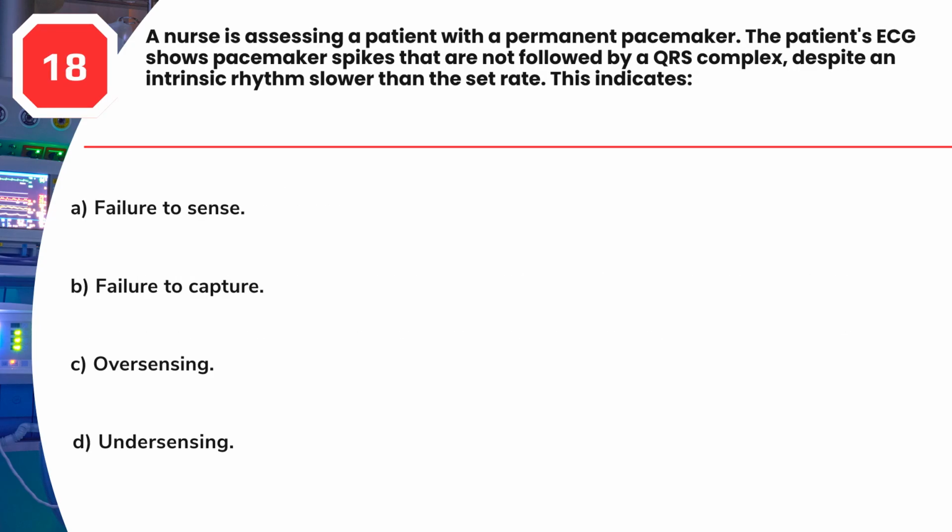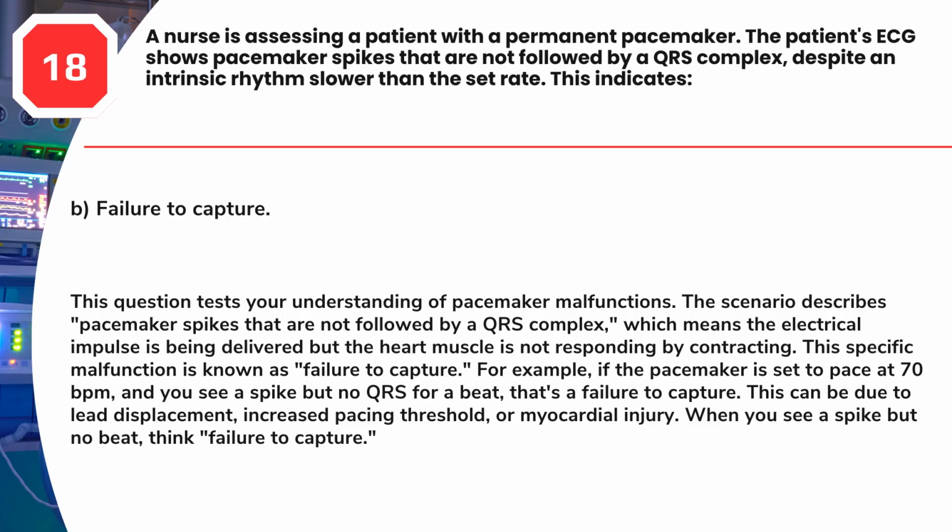Question 18. A nurse is assessing a patient with a permanent pacemaker. The patient's ECG shows pacemaker spikes that are not followed by a QRS complex, despite an intrinsic rhythm slower than the set rate. This indicates A. Failure to sense. B. Failure to capture. C. Oversensing. D. Undersensing. Answer B. Failure to capture.